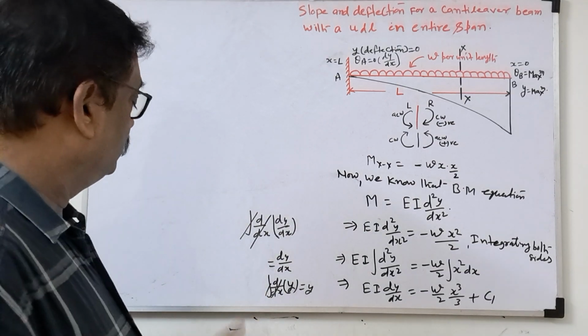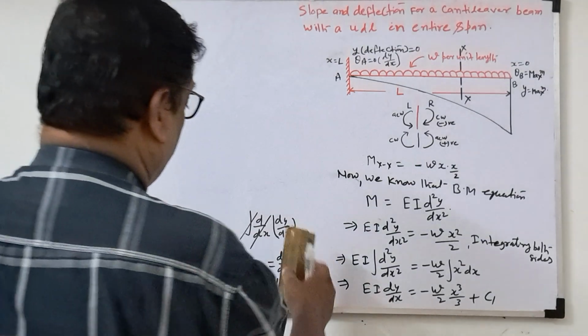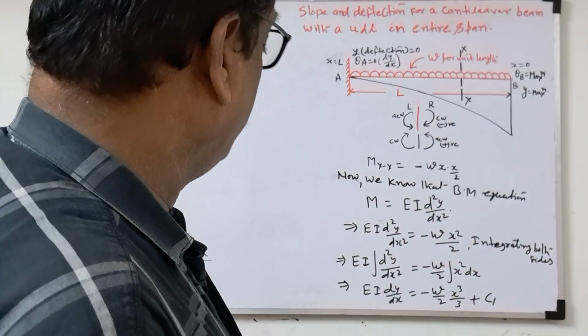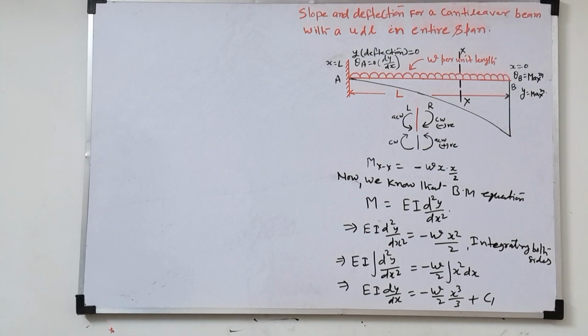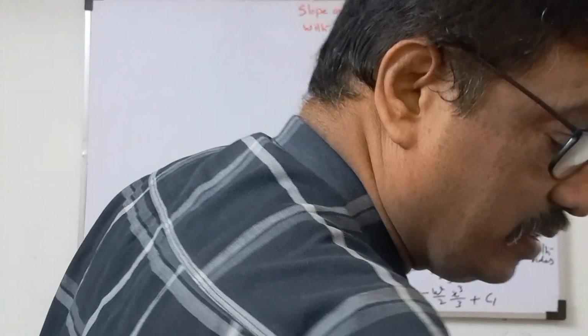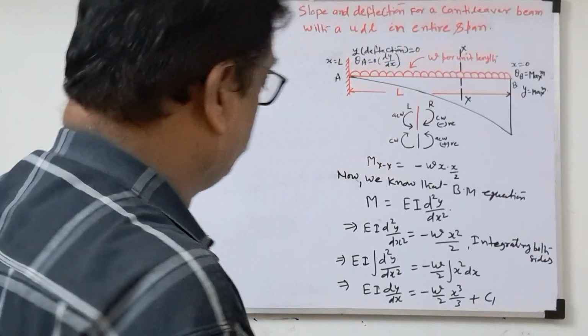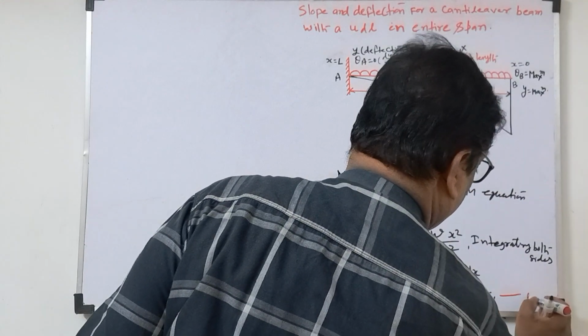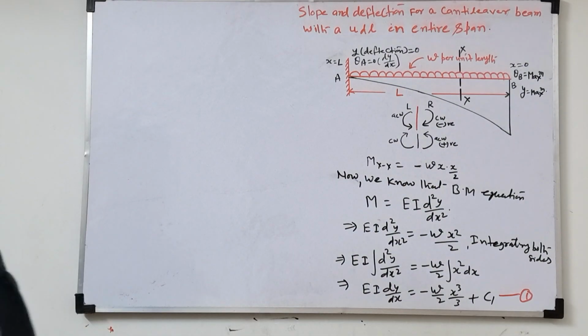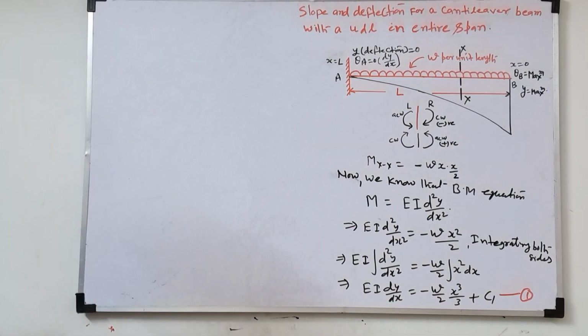Now we will apply the boundary conditions here. So now we got the equation, wx cube plus c1. Give this equation number 1.